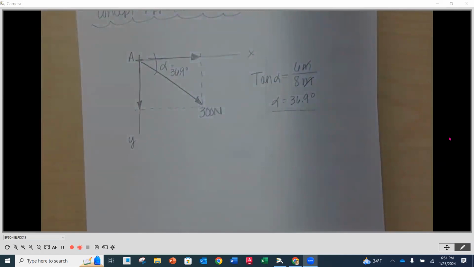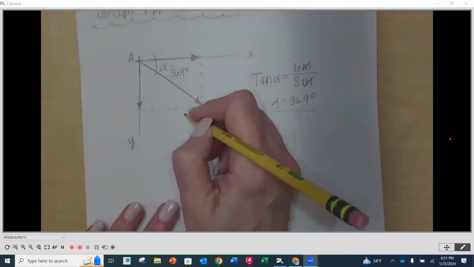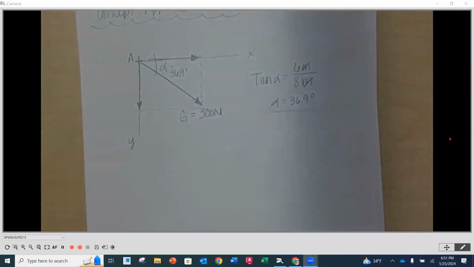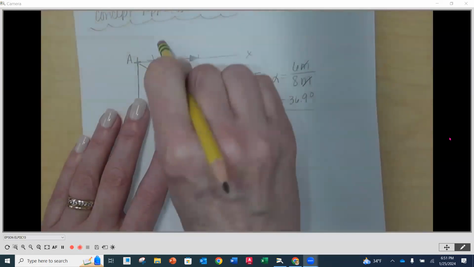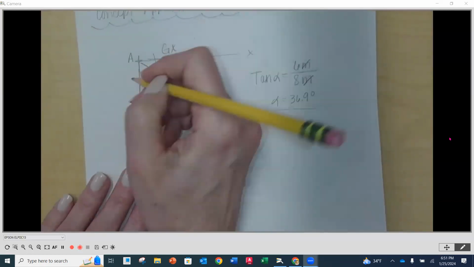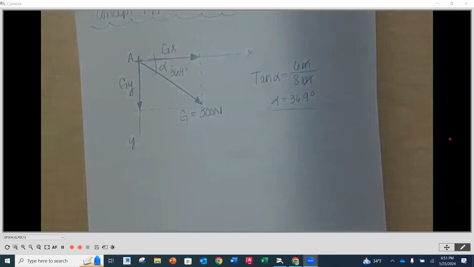What do we want to use for the variable for our force? We could use F again, or we could use something else. Anyone have a preference? G, let's use G. G is equal to 300 newtons. So that means it's going to be Gx and Gy. Now notice that we have each one of our vectors identified. They all have arrowheads on them and they are all labeled.